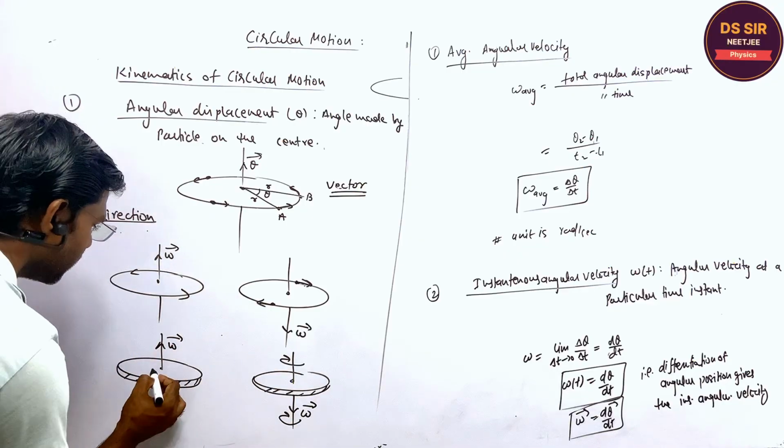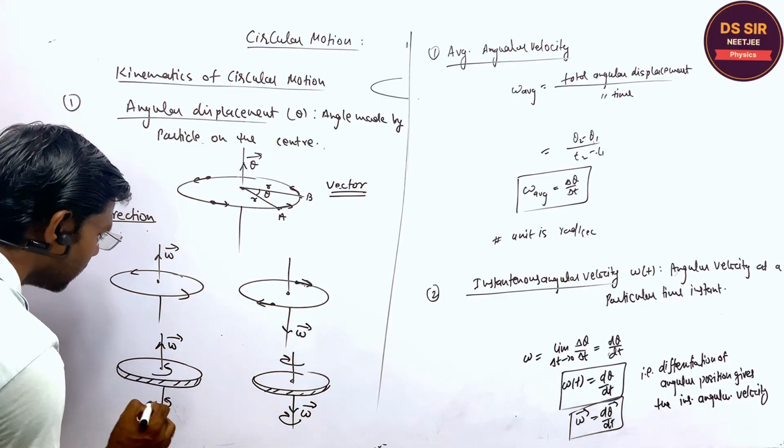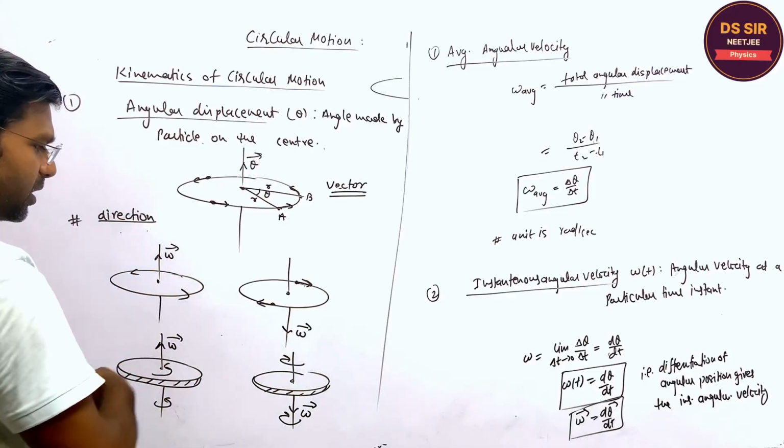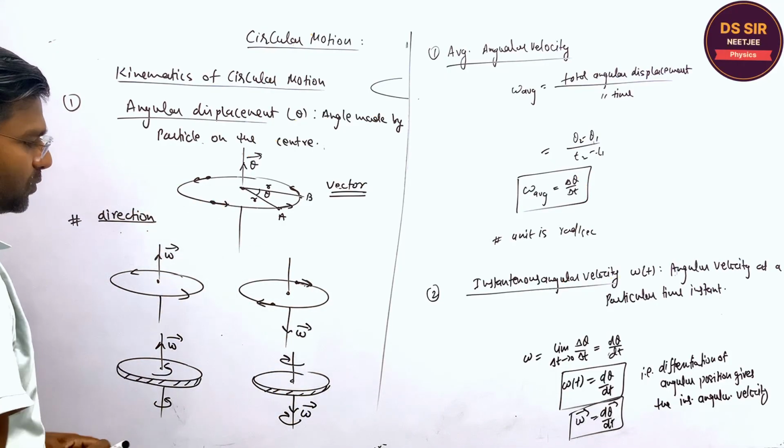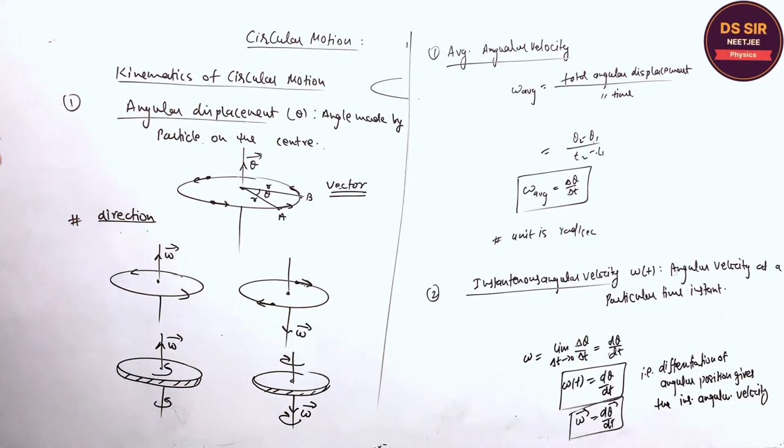If it is rotating like this, the angular velocity is given by this. If it is rotating like this, this is the direction of the angular velocity. Is it clear or not? Please copy this.